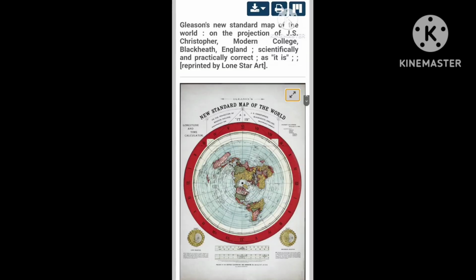So I decided to have a little look at the flat earth map that flat earthers like to use the most. So here it is, flat earthers' favorite map, the Gleason's New Standard Map of the World on projection of J.S. Christopher. Wonder what that is. On projection, it says. Projection of what? What could it be projecting?